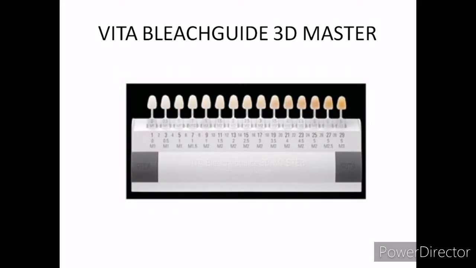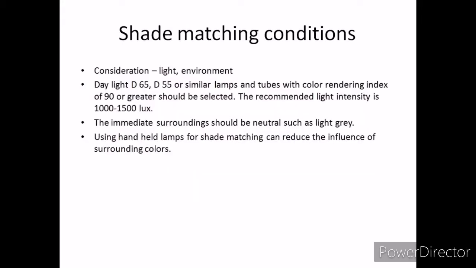We also have the Vita bleach guide for measurement of shade in bleached teeth. For shade matching conditions, we can use daylight like D65, D55 or similar lamps. The immediate surrounding should be neutral gray so that the eyes will not be strained.